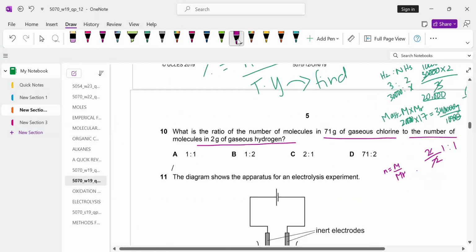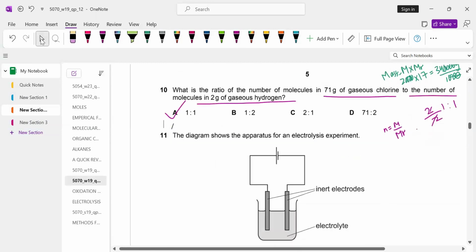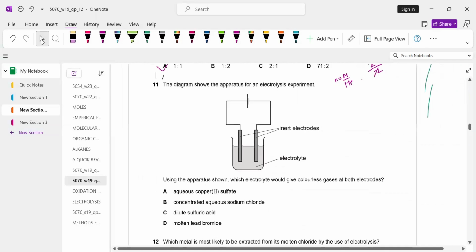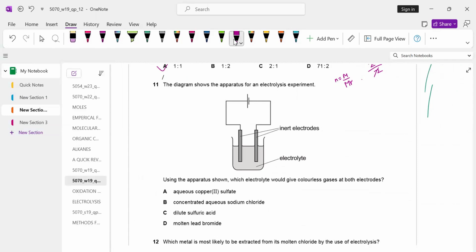Option A is correct for question number 10. In question number 11, the diagram shows the practice for an electrolysis experiment. Using the apparatus, which electrolyte would give colorless gas at both electrodes?